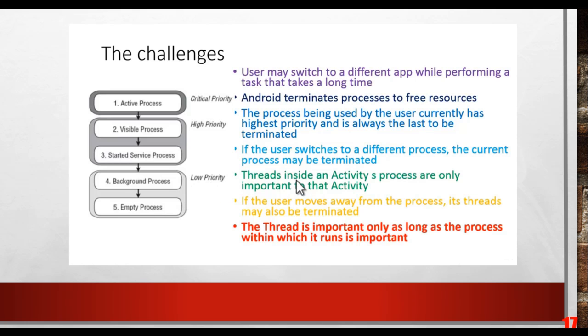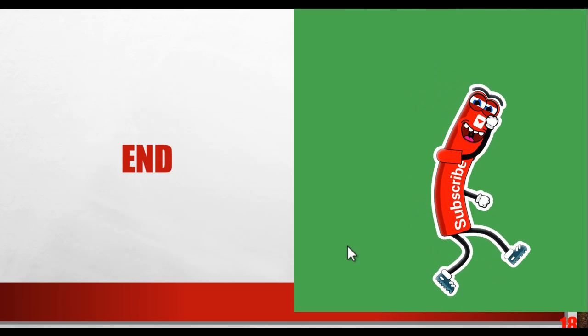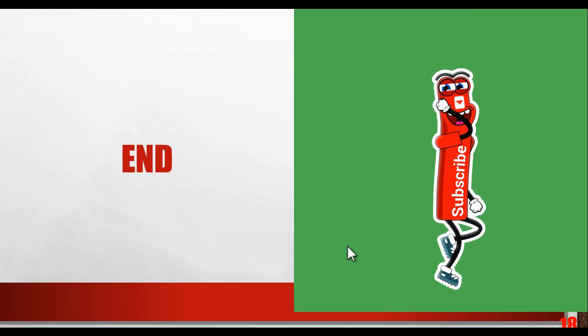Threads inside an activity process are only important to that activity, so bear that in mind. If the user moves away from the process, its thread may also be terminated. The thread is important only as long as the process within which it runs is important. So this brings us to the end of this particular tutorial.